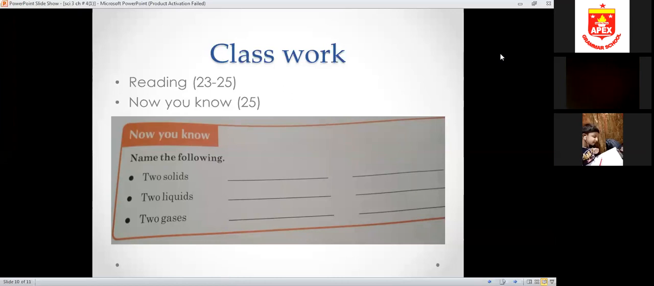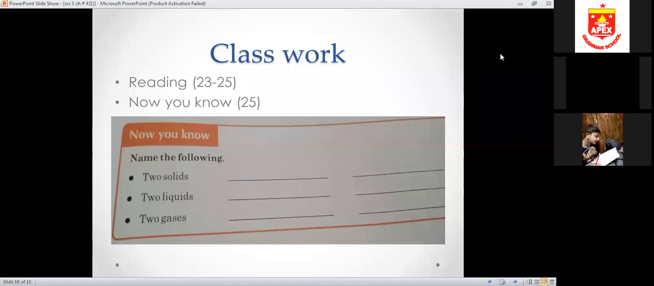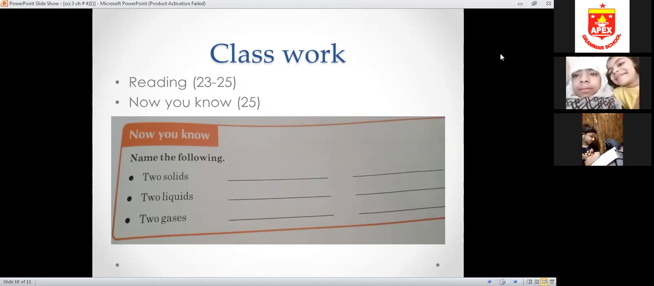Gases can only be kept in closed containers. Otherwise, gases spread in all directions. Thank you, Musa. Last from the yellow paragraph, Dania will continue the reading.